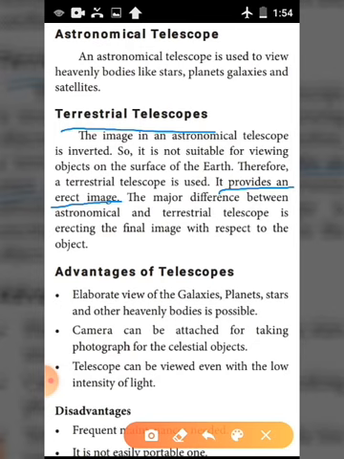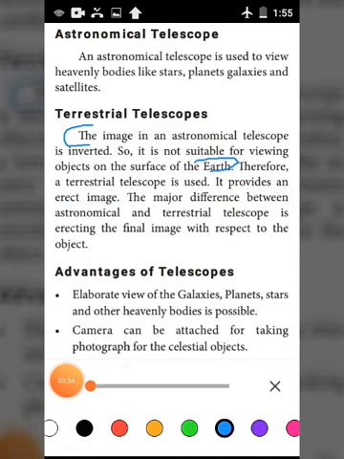Then why are we using the terrestrial telescope? Because the image produced by the astronomical telescope is inverted, so it is not suitable for viewing an object on the surface of earth. We already studied that the astronomical telescope is used to view heavenly bodies, for example stars and planets. The astronomical telescope produces an inverted image, which means we cannot see the object on the surface of earth. So we use the terrestrial telescope because it provides an erect image.